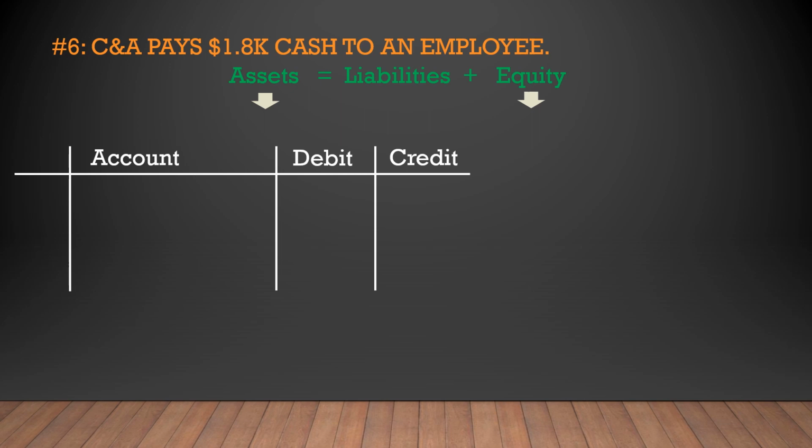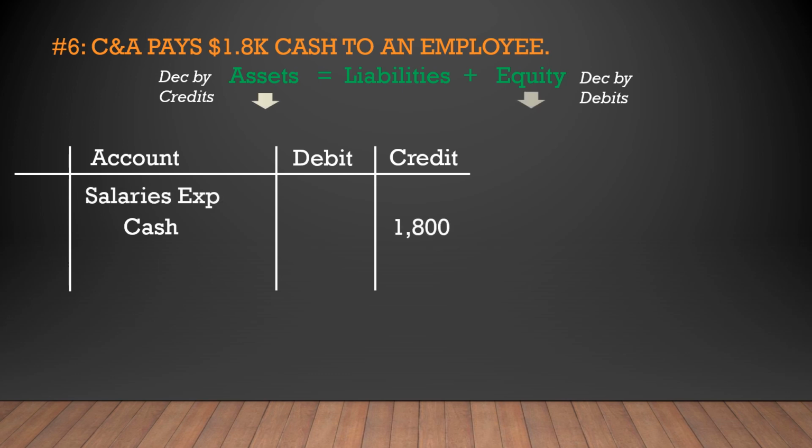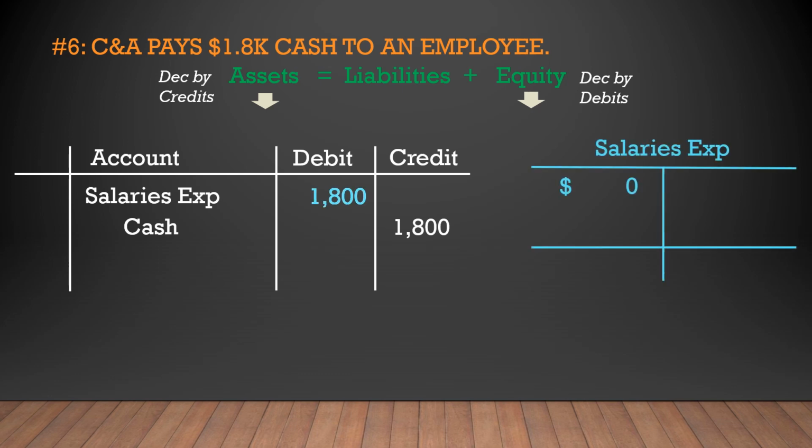Also remember what increases each side of the equation. The asset side is increased by debits, and the liabilities and equity side is increased by credits. By that logic, decreases on each side of the equation will be recorded by credits to assets and debits to liabilities and equity. We'll decrease our cash asset with a credit, and we'll decrease our equity with a debit. Afterwards, post to the respective ledger accounts to update their balances.